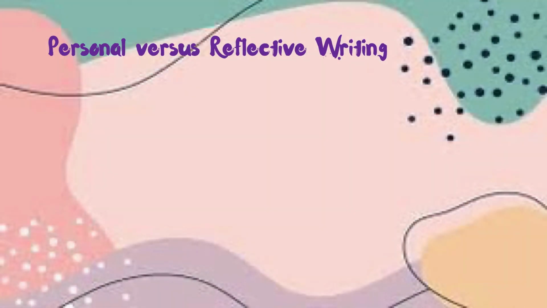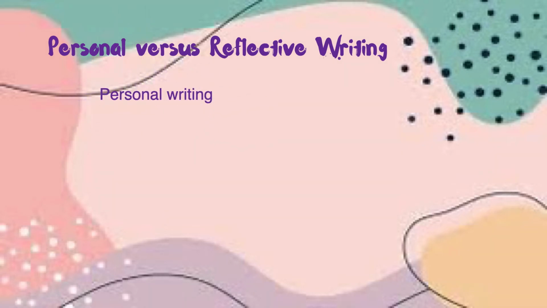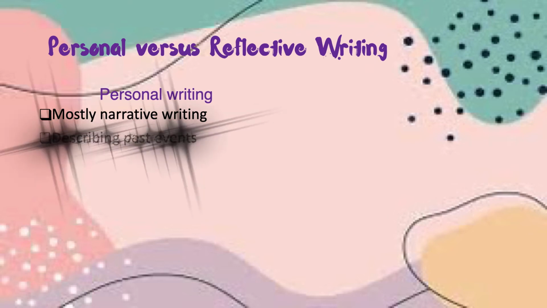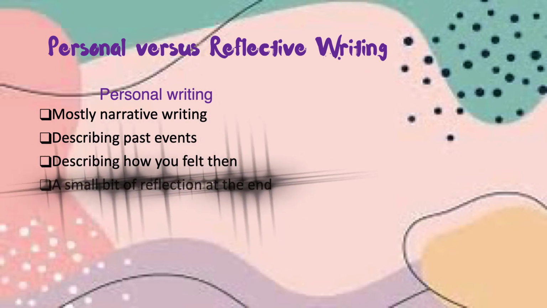Right, you've looked at show don't tell, you've looked at using imagery, and we've discussed our lockdown diaries. Today we're going to focus on the difference between personal and reflective writing. So personal writing is something that you should have done in S1, and it's mostly narrative writing, so you're telling a story, but the story is true. So in personal writing you describe past events and you describe how you felt then. And you might have added in a small bit of reflection at the end.